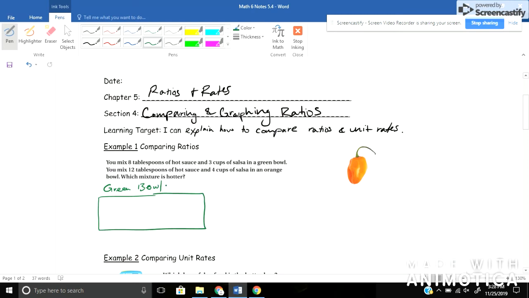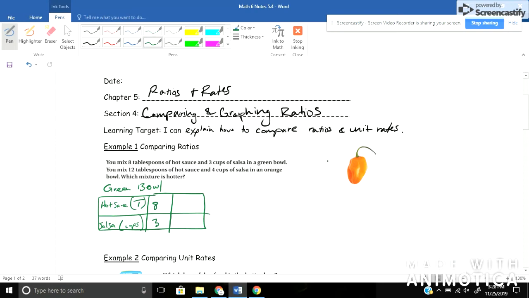Here's my table. So I've got hot sauce, and that's in tablespoons, which is big T in the cooking world. Is it its abbreviation? And salsa, which is in cups. Okay, and I start off with 8 tablespoons of hot sauce, and for every 8 tablespoons of hot sauce, I have 3 cups of salsa.